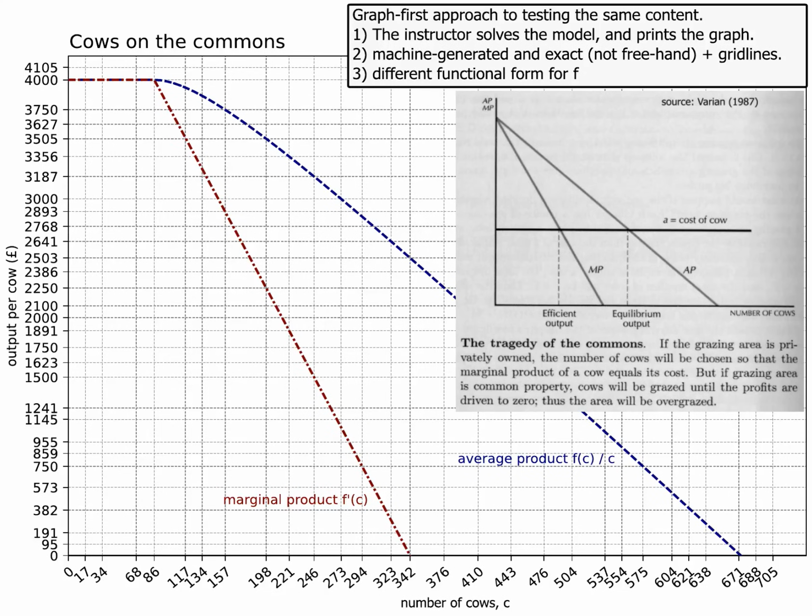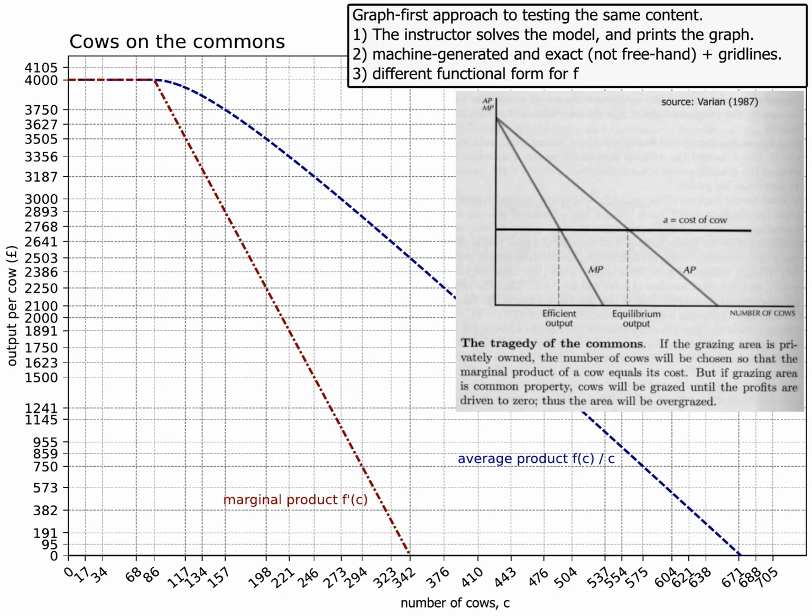I will now show how to rewrite and improve the exercise by following a graph-first approach. The instructor solves the model first and provides a finished graph. The graph plots the number of cows on the horizontal axis and output per cow on the vertical axis. The price of a cow will be added later. The graph is exact and machine-generated, optimized for precise reading.